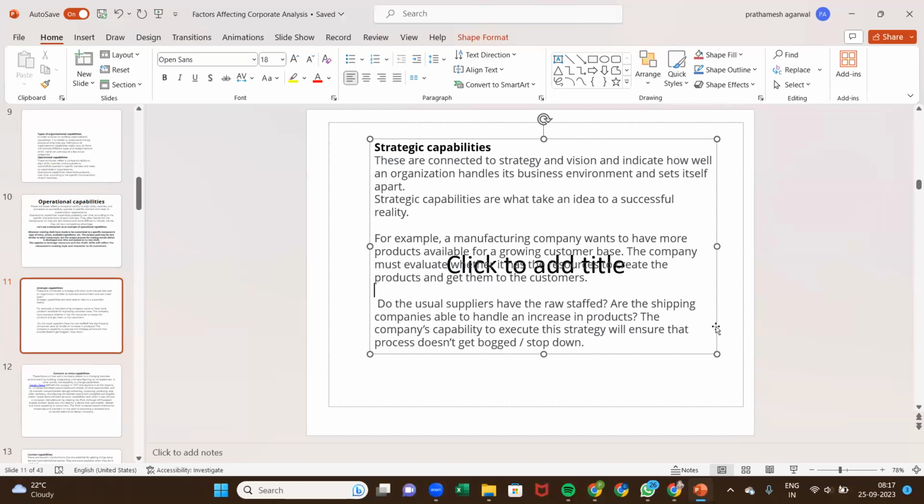Suppose now he gets raw materials. Now, are the shipping companies able to handle an increase in the products? Now he's getting all the raw materials from neighboring countries. Okay, that's a hypothesis, assumptions I'm making. So, is the shipment of the raw materials going to be on time? The company's capability to execute this strategy will ensure that the process does not get bogged down. That means the process should not stop. So, this preparation is not during the market season. He will start preparing in advance. So that is the strategic capabilities.